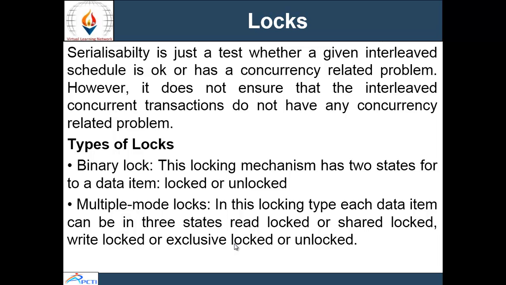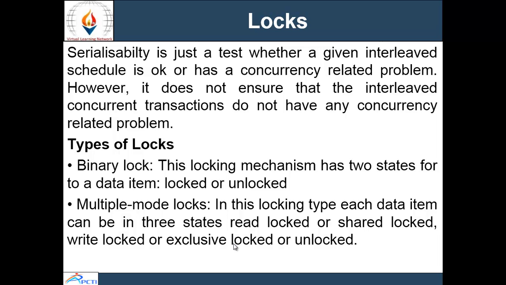Serializability is just a test of whether a given interleaved schedule is okay or has a concurrency related problem. If there are two or more transactions, then the time-ordered execution sequence of those transactions is called a schedule. A schedule has two types, the first being the serial schedule. A serial schedule means that after one transaction commits, the other transaction begins. This is known as a serial schedule.